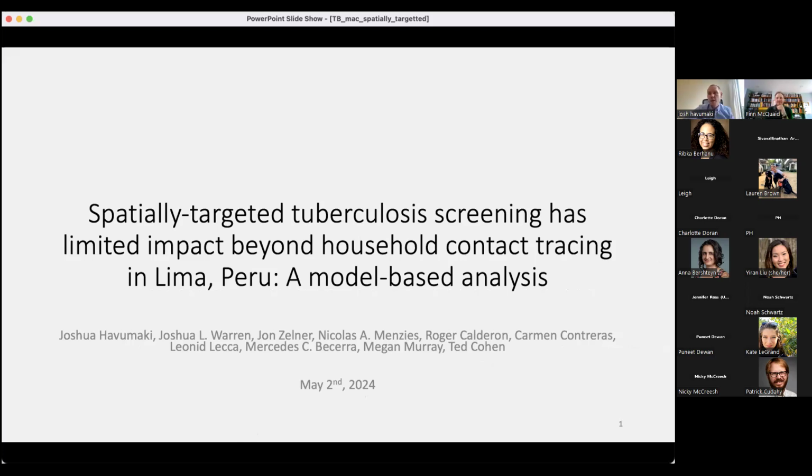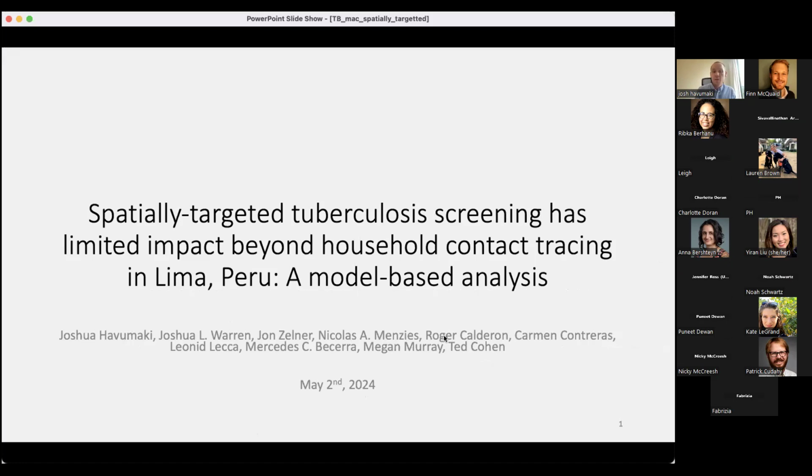Okay, great. So today I'm going to talk about a project I worked on almost 4 years ago, when I was a postdoc at Yale University School of Public Health, along with the co-authors you see here and my supervisor, Dr. Ted Cohen. Essentially, as Finn had said, we looked at different spatially targeted TB screening interventions in a district in Lima, Peru, using an individual based modeling framework.